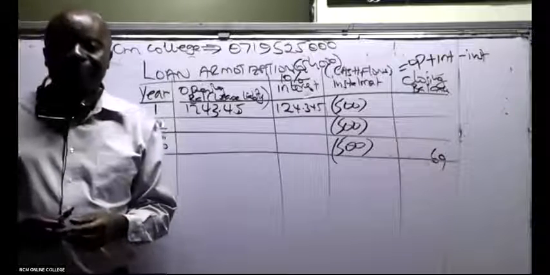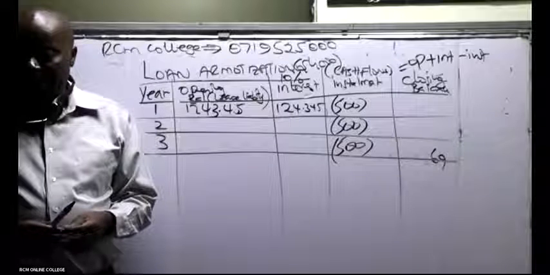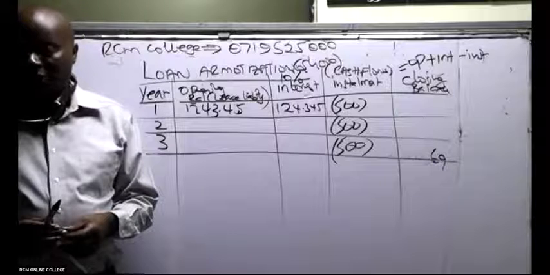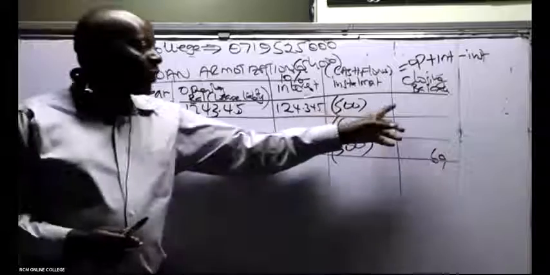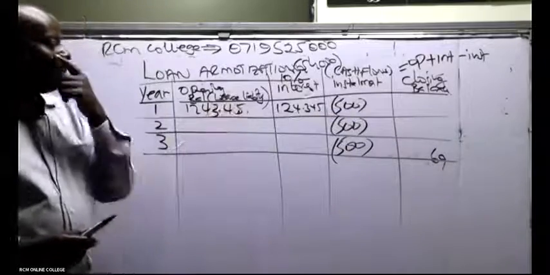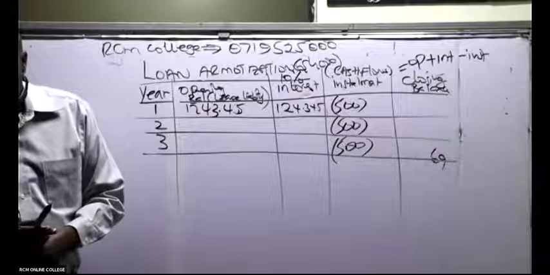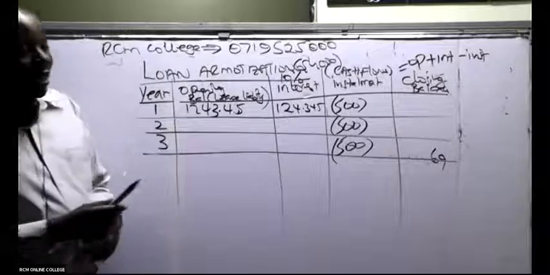I'm waiting for somebody to give me the closing balance without fearing anybody. How do we get the closing balance? We take the opening plus interest earned minus that 500. So we have here 867.795.